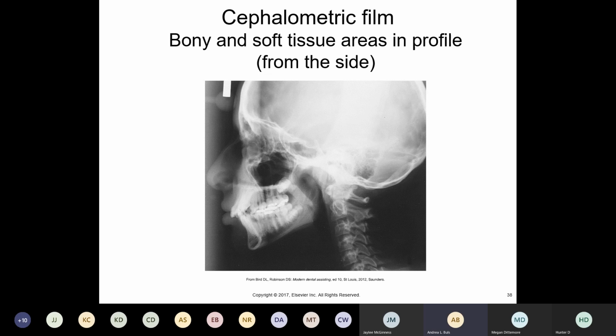This is a cephalometric image, which shows us not only the bony tissues of the profile, but it also can show you the outline of the soft tissue. These are used in ortho a lot.